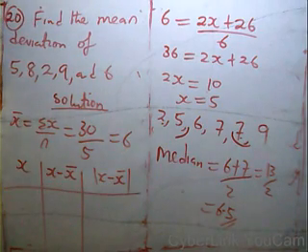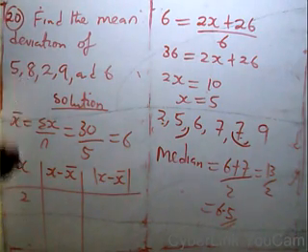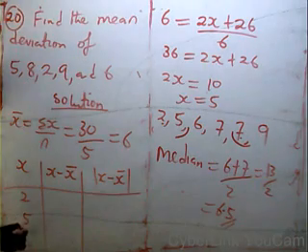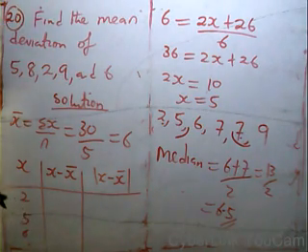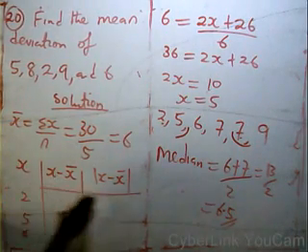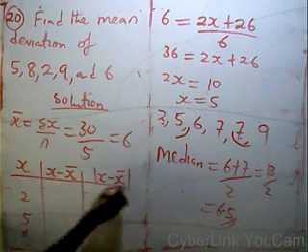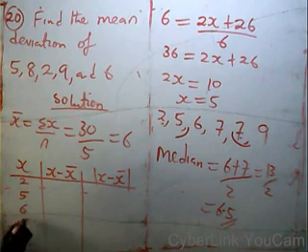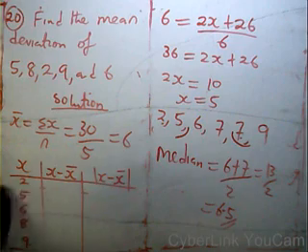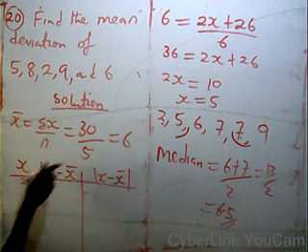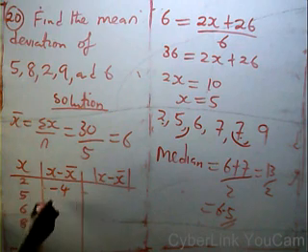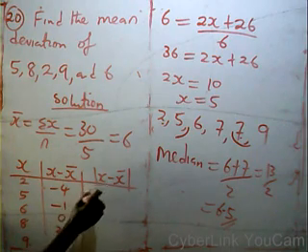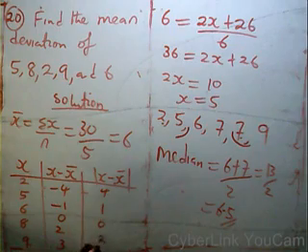It's better we arrange this in ascending order. 2 is the least, after that we have 5, then 6, then 8, and 9. Those are the things that we are given. Down: 2 minus 6 is minus 4, 5 minus 6 is minus 1, 6 minus 6 is 0, 8 minus 6 is 2, 9 minus 6 is 3. The absolute values of that are 4, 1, 0, 2, 3.